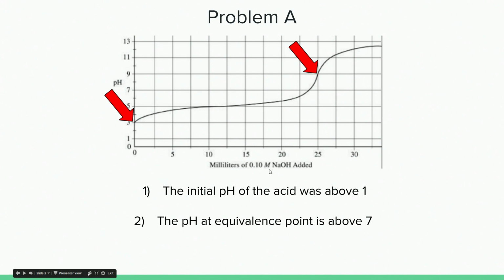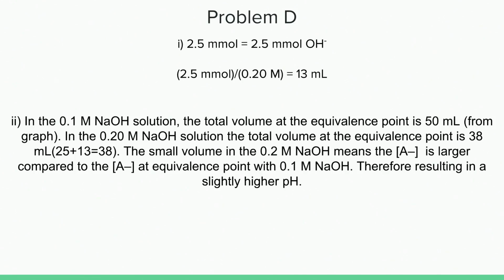So the milliliters of NaOH added is 25, but there was initially 25 milliliters of the HA in it, so 25 plus 25 is equal to 50. So there's 50 in the HA and NaOH.